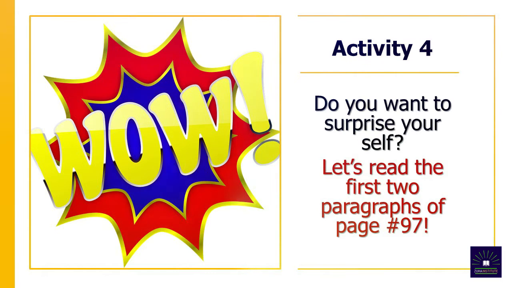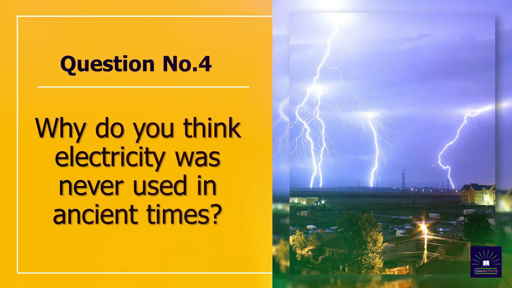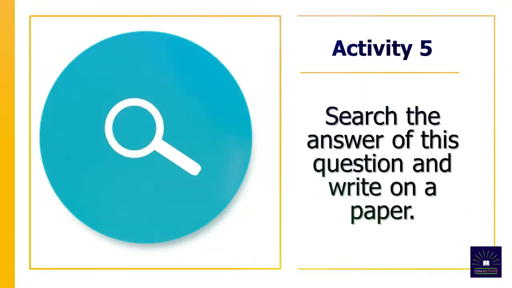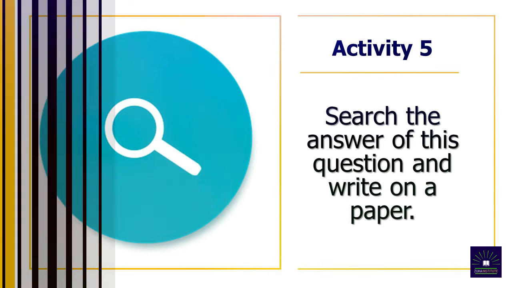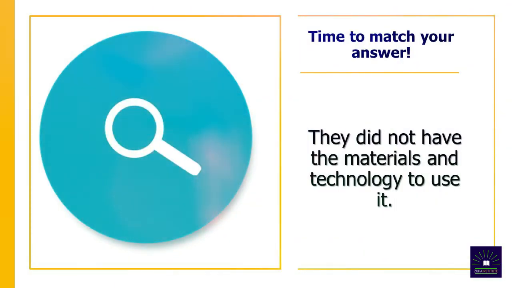Activity number 4 is there for you. Do you want to get more excitement? Let's do this. Go to page number 97 of the book of social studies and start reading page number 97. Keep in mind that you have to read the first 2 paragraphs of page number 97. All right, I hope that you have finished reading the first two paragraphs. Now you are able to give the answers to the coming questions. Question number 5 is there for you. Read this question and write the answer after searching it on a paper, and then you know the procedure. You have to match your answer with this one.